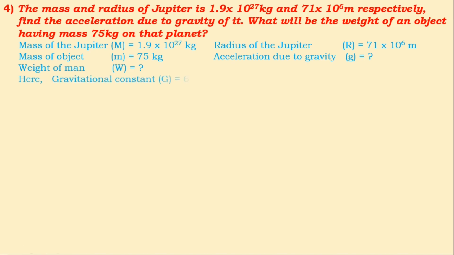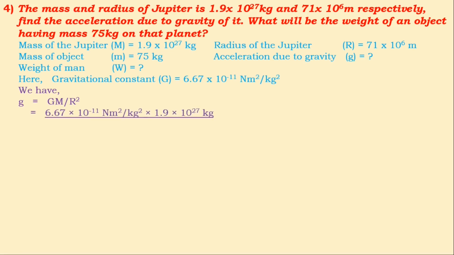Here one point is again missing, capital G. That's why I am writing here the gravitational constant capital G equal to 6.67 into 10 to the power minus 11 Newton meter square by kg square. Now using this equation, small g equal to capital G capital M by R square, we can calculate small g. Capital G is 6.67 into 10 to the power minus 11 and mass of Jupiter is 1.9 into 10 to the power 27, and there is R. R is how much? 71 into 10 to the power 6, and R square means 71 into 10 to the power 6 meter whole square. Okay, again we are doing the same thing.